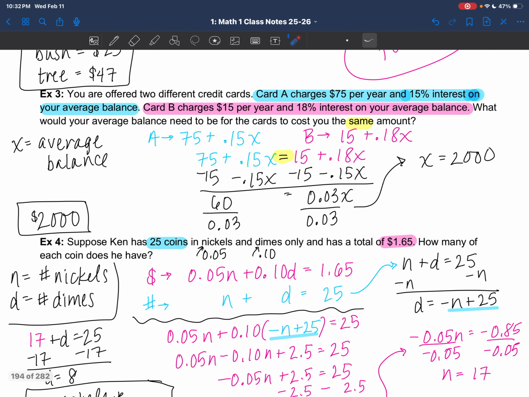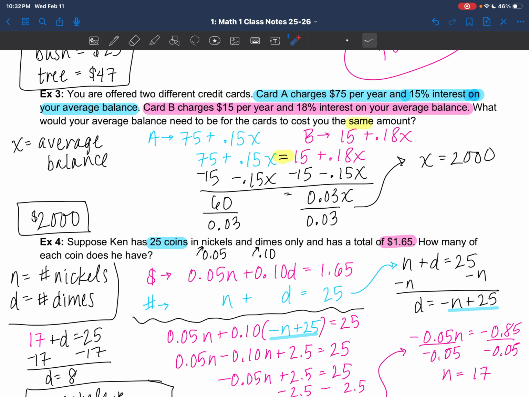All right, so now let's go through Example 3, we've got 2 different credit cards. We've got card A, which charges $75 per year and 15% interest off your balance. Card B charges $15 per year and 18% interest. So we want to know what would the average balance be for the cards to cost the same amount. So that means we're going to equal them to each other.